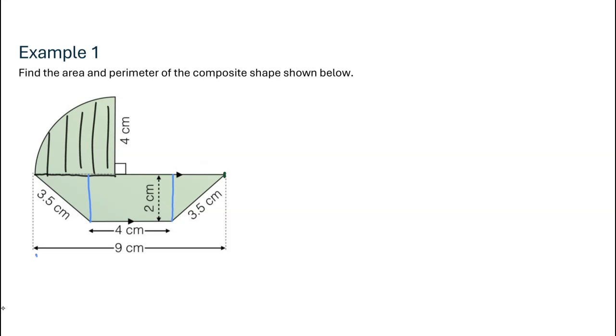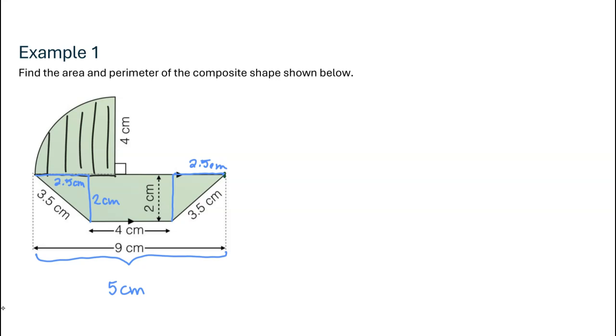So we do know that this total distance is 9 centimeters. If we subtract off that 4 in the middle, that leaves us with 5 centimeters to cover the tops of the 2 triangles. So if we're sticking with that assumption that they really are the same size, then those would each have to be 2.5 centimeters. And then we know that the height is 2 centimeters.